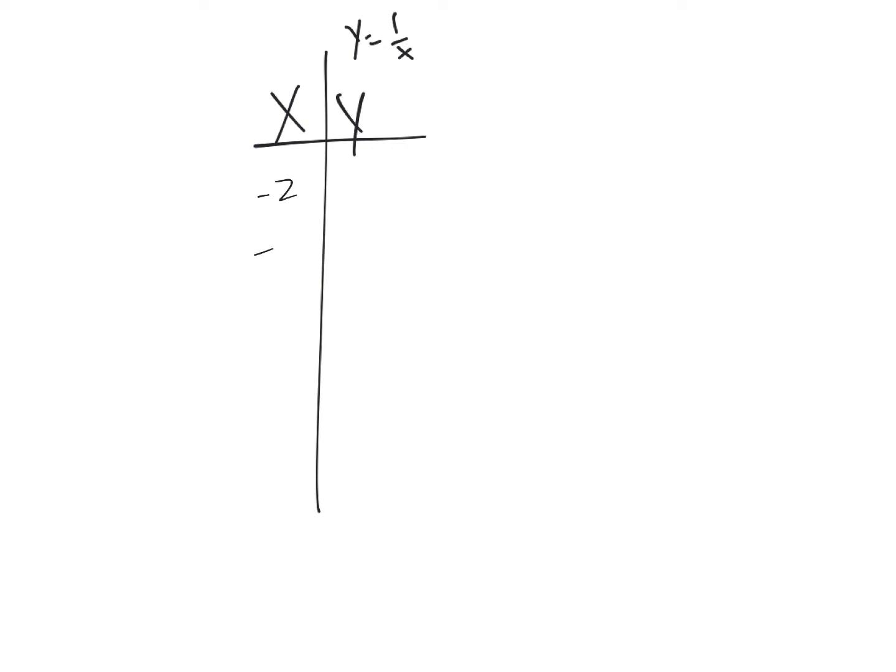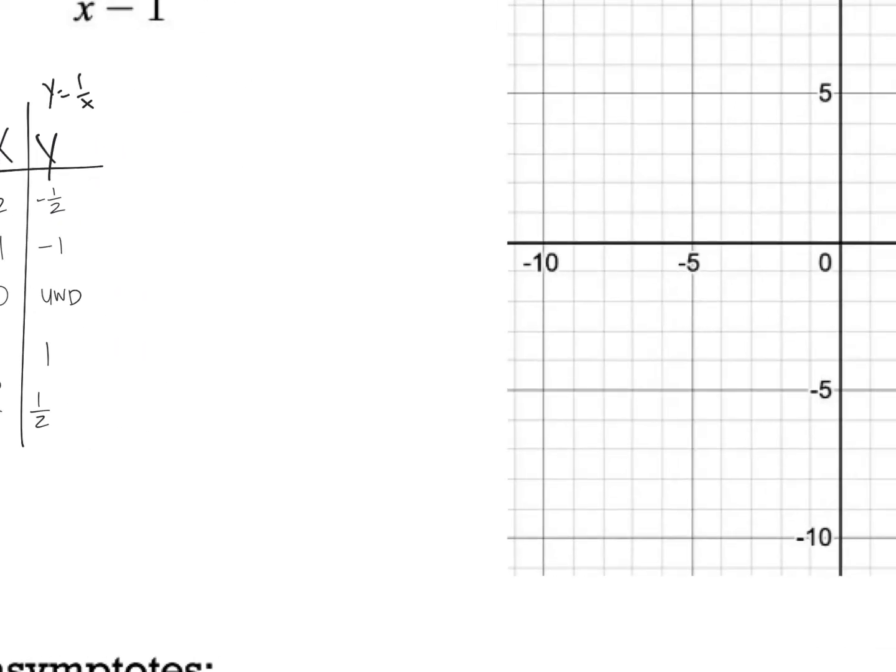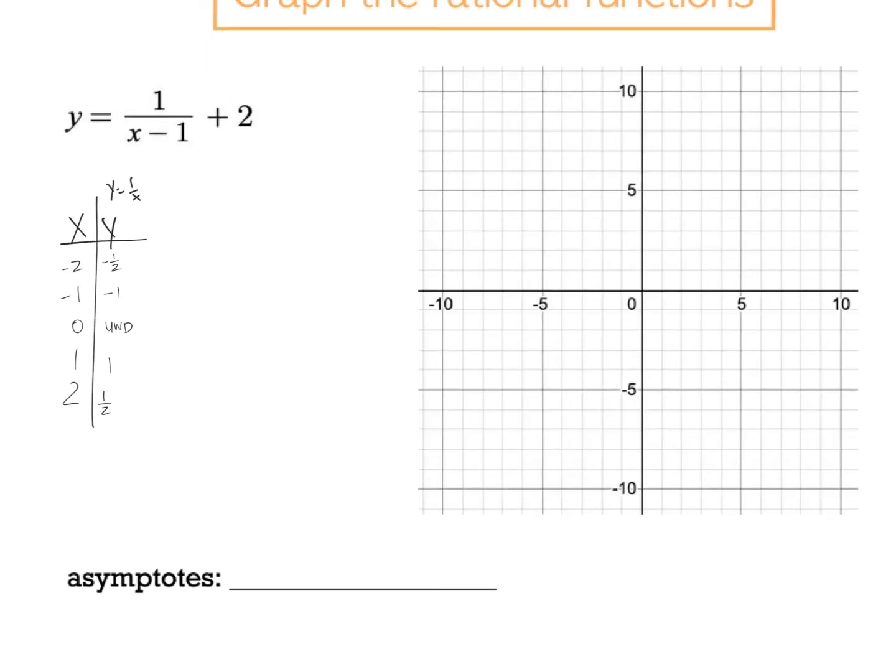Okay, so I'm going to use the points -2, -1, 0, 1, and 2. Okay, if I evaluate x at -2, I get y at -1/2. I get -1, I get undefined, I get 1, and I get 1/2. Okay, and I can even, on my graph, graph maybe in yellow just a ghost function of what this looks like, just so I can see the actual transformation taking place. So I maybe do a dotted yellow line or something to represent my parent function.